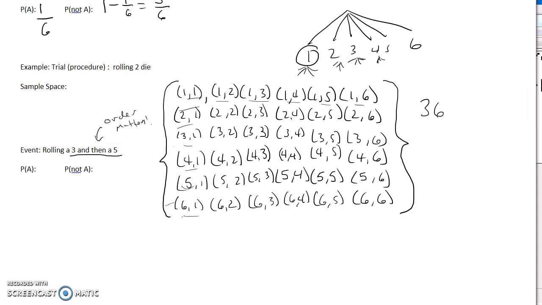So I take a look, and there's just one place in my sample space that I see rolling a 3 and then rolling a 5. So there is one of those out of, we said there's a total of 36 items in our sample space. So the probability of not rolling a 3 and then a 5, well, you can go through and count all of those items again. This is a nice time to just do the subtraction, and you get 35 out of 36.